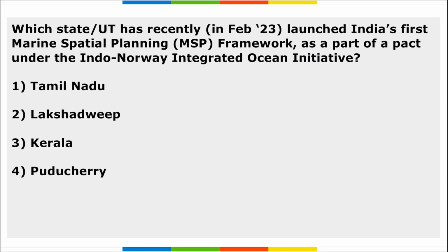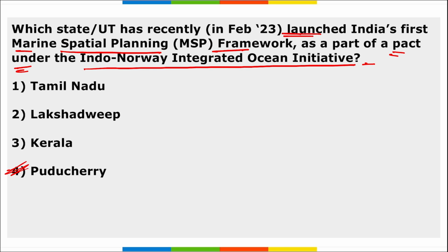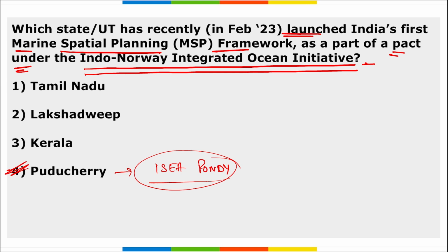Next, which state or union territory launched India's first marine spatial planning framework as part of a pact under the Indo-Norway Integrated Ocean Initiative? Remember, it is the union territory Puducherry. Apart from this, IC Pondi is the first beach festival observed in Pondicherry. So India's first marine spatial planning framework was launched in Puducherry.